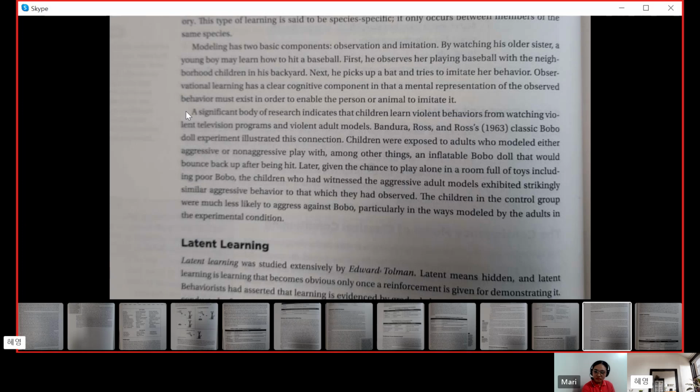Later, given the chance to play alone in a room full of toys, including poor Bobo, the children who had witnessed the aggressive adult models exhibited strikingly similar aggressive behavior to that which they had observed. The children in the control group were much less likely to aggress against Bobo, particularly in the ways modeled by the others in the experimental condition.